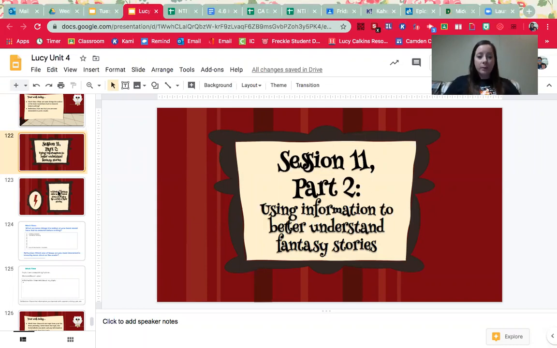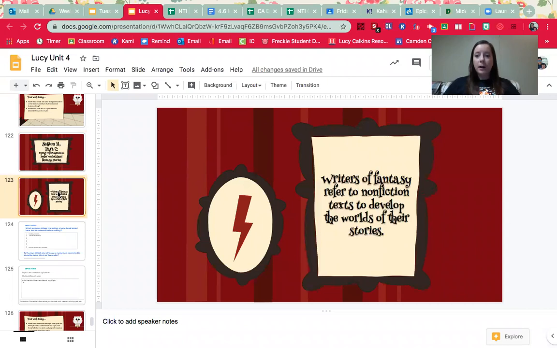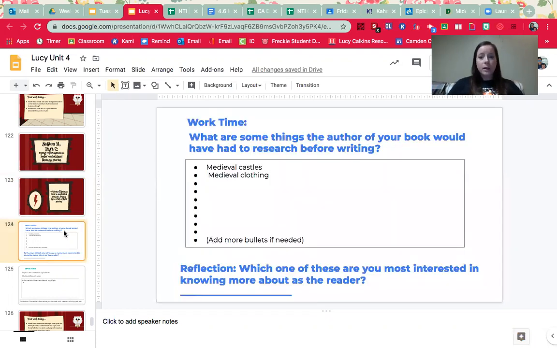So if you remember yesterday, we talked a lot about how writers and readers need to research some certain aspects of the world that their fantasy characters are in, in order for us to really understand and truly feel like we are sitting right there with the characters. So yesterday what you guys did is you saw something like this and you wrote down some things that the author of your book would have had to research before they started writing this text.